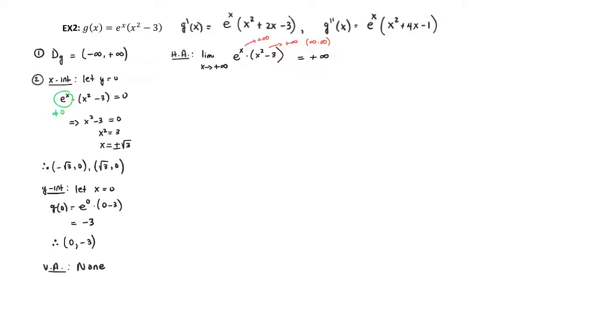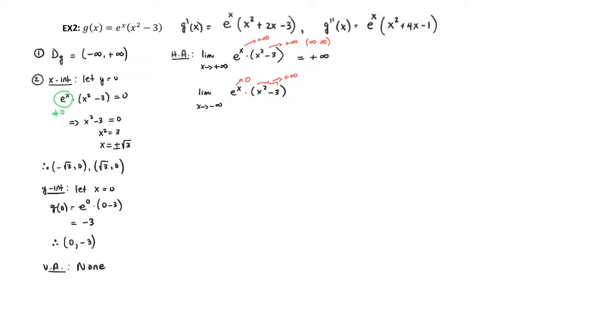Now what happens in the other direction? The limit as x approaches negative infinity of e to the x times x squared minus 3. In that case, as x approaches negative infinity, e to the x approaches 0. And this quadratic approaches positive infinity.